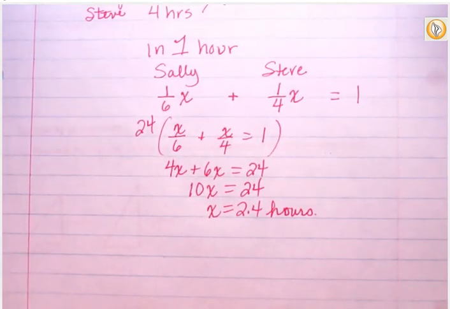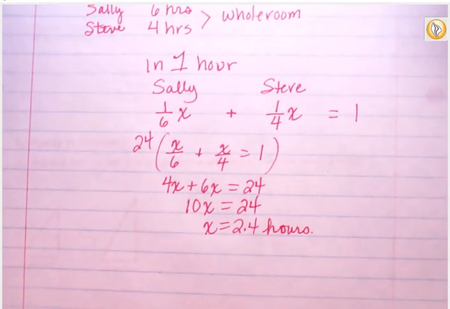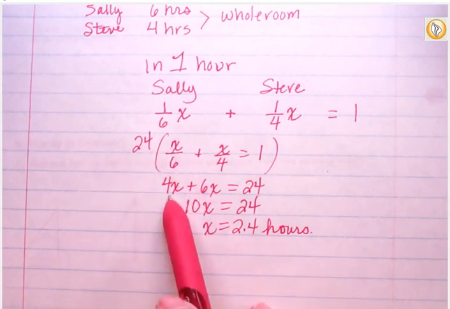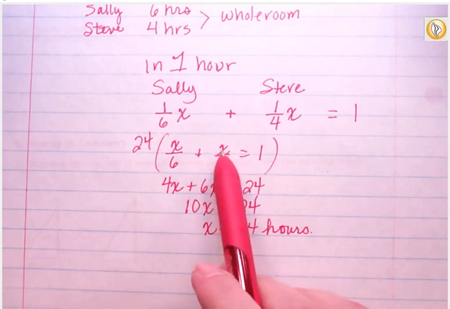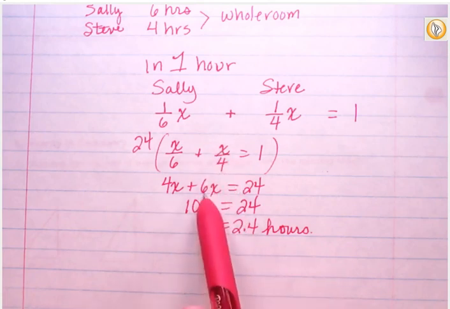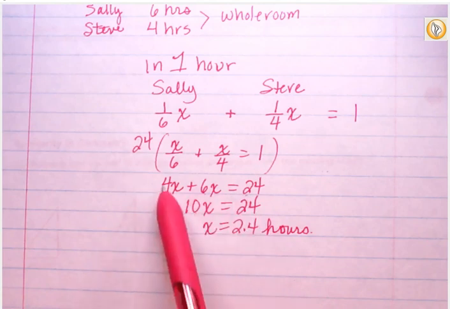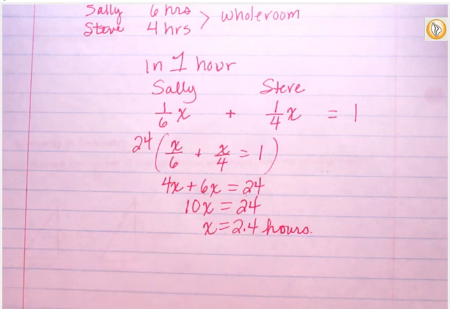I guess it would have been nice if you'd have been able to see that. So we did 24 times x divided by 6 gave us 4. 24 times x divided by 4 gave us 6. 24 times 1 is 24. Combine like terms gave us the 10. And then divided both sides by 10 to get 2.4.